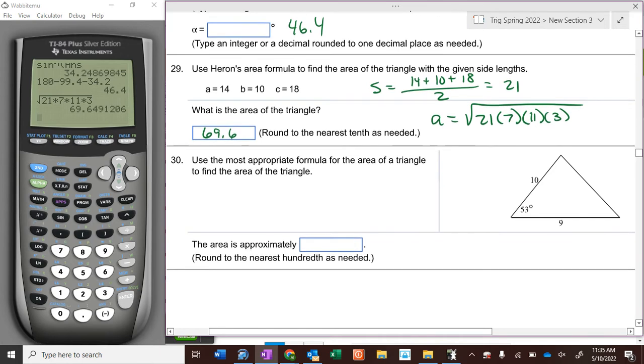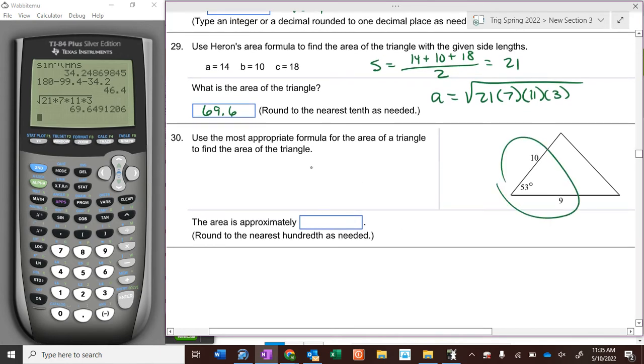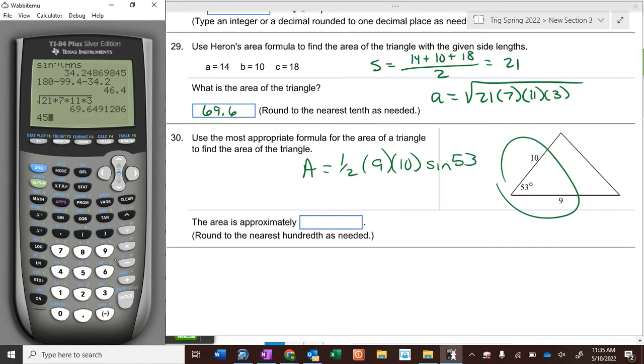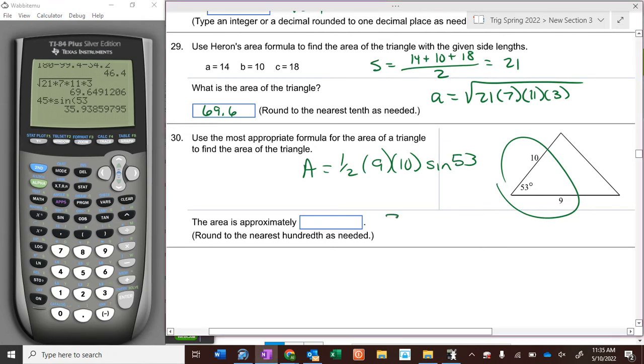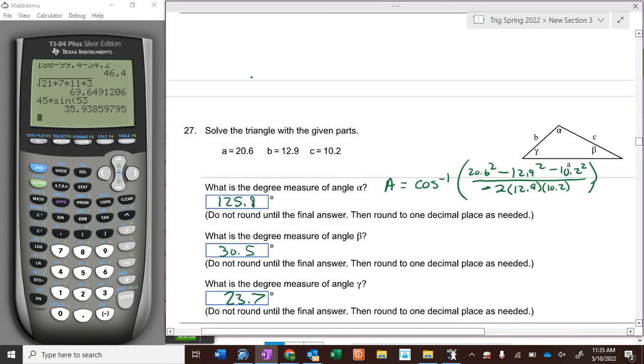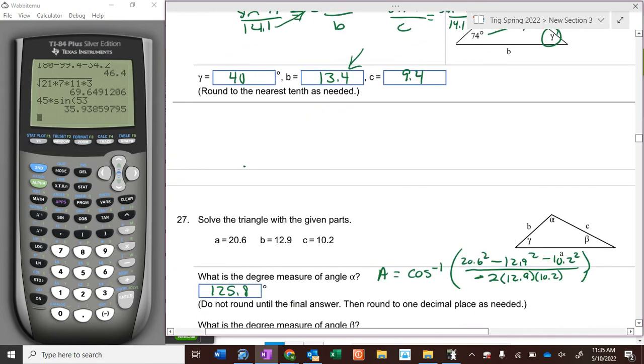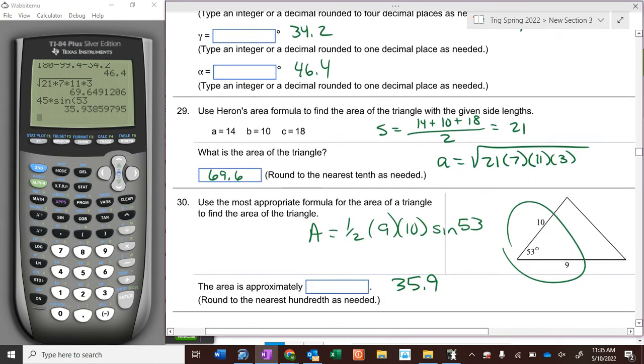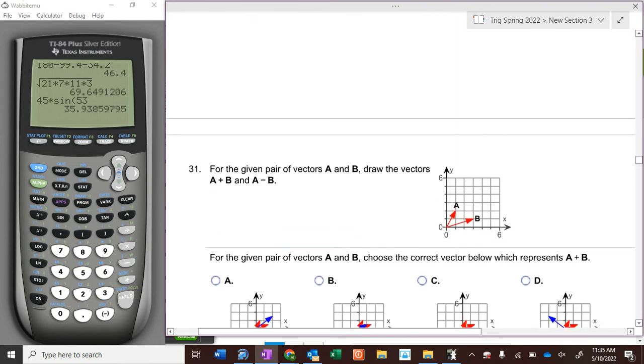Okay, when you have side angle side, to find the area it is 1/2 AB sine of the angle in between. So it's 35.9. Okay? So, notice how in the Law of Sines, Law of Cosines chapter, those 5 problems, there's not one where you have 1, 2, or 0 triangles or things like that.